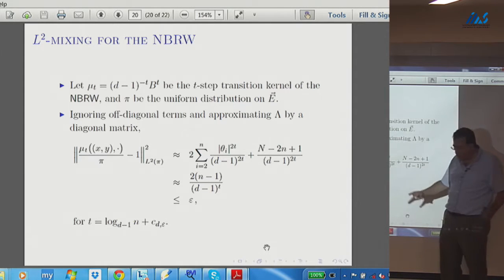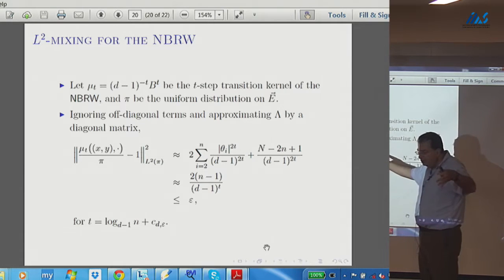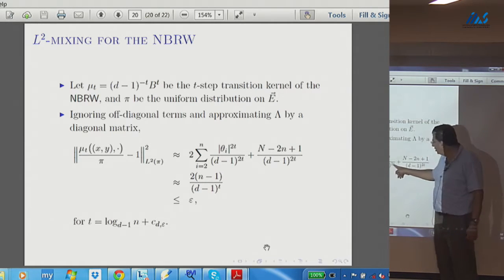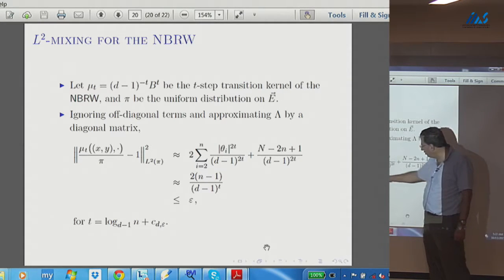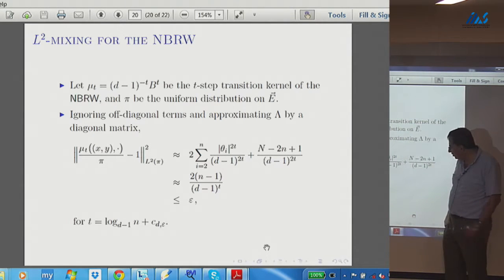Now, this normalization comes from when we go from the non-backtracking adjacency matrix B to the probabilistic version, we have to scale by d minus 1. So this is the d minus 1 to the power 2t when you calculate the L2 norm. And then when we take into account how many of these there are, twice n minus 1, and here we have d minus 1 to the t. So if we just take t to be slightly larger than log base d minus 1 of n, then we get that this will be small.